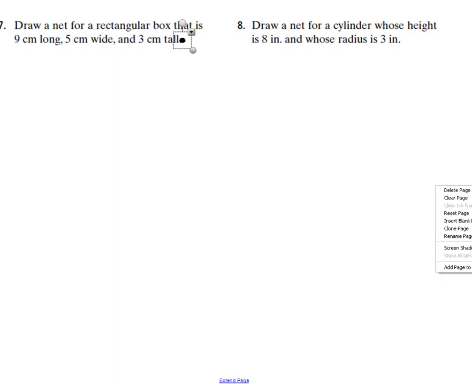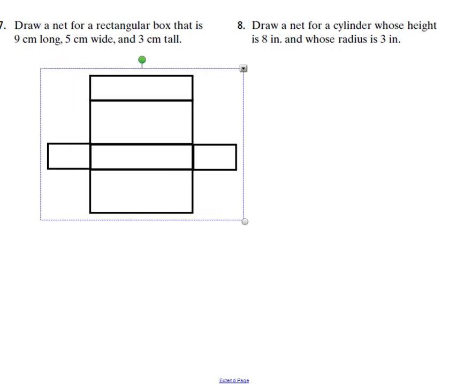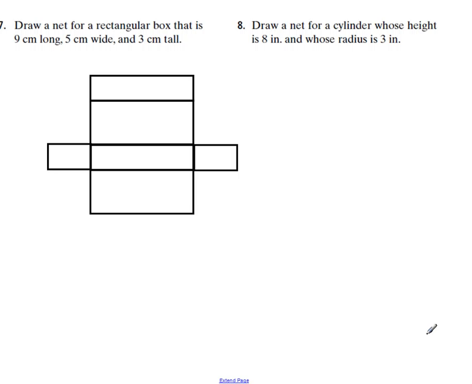All right, number 7 and 8. Draw a net for a rectangular box that's 9 by 5 by 3. So all you need to do is take the period at the end of that sentence and make it a little bit bigger. And you should get a shape that looks like that. If that doesn't work, you're probably going to have to draw it. I'm nice enough to give you what the shape looks like, so don't complain.